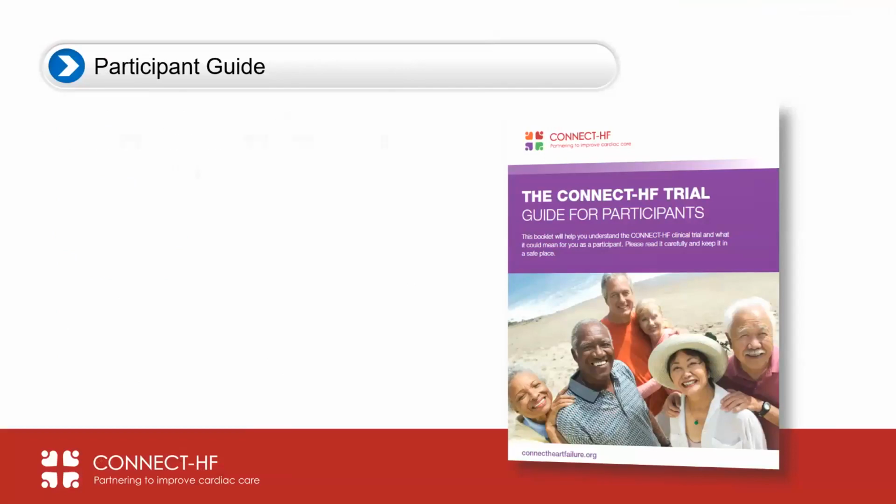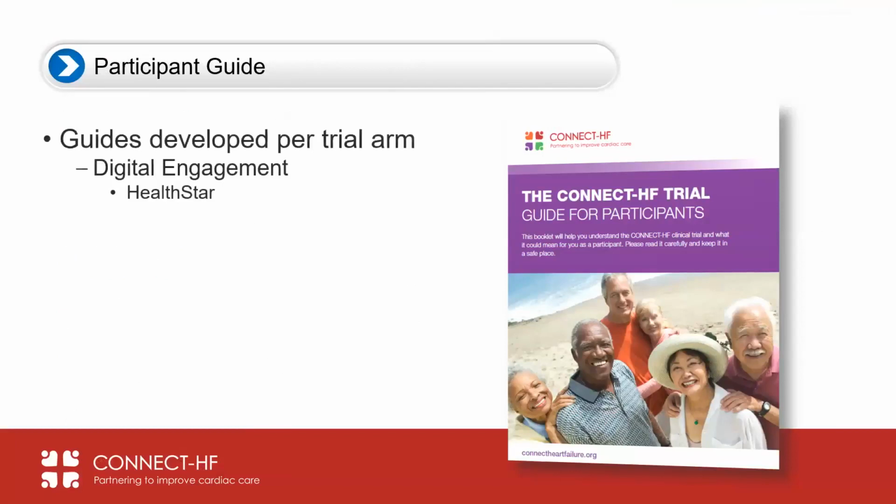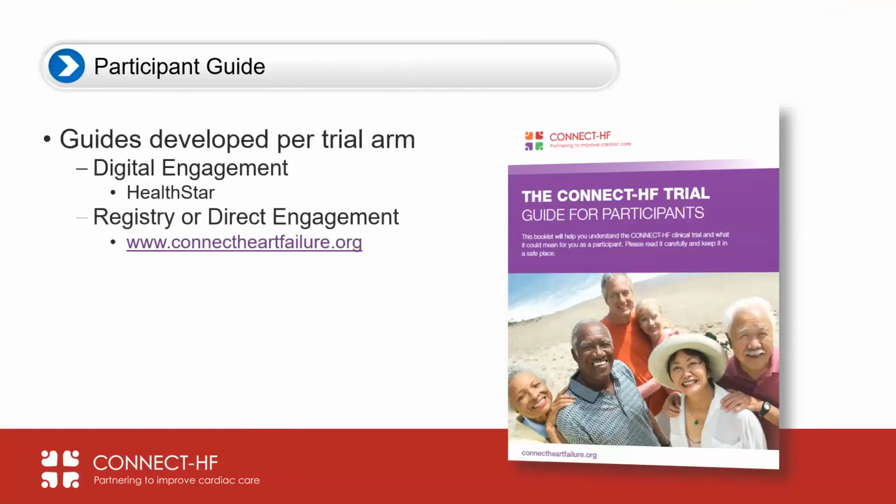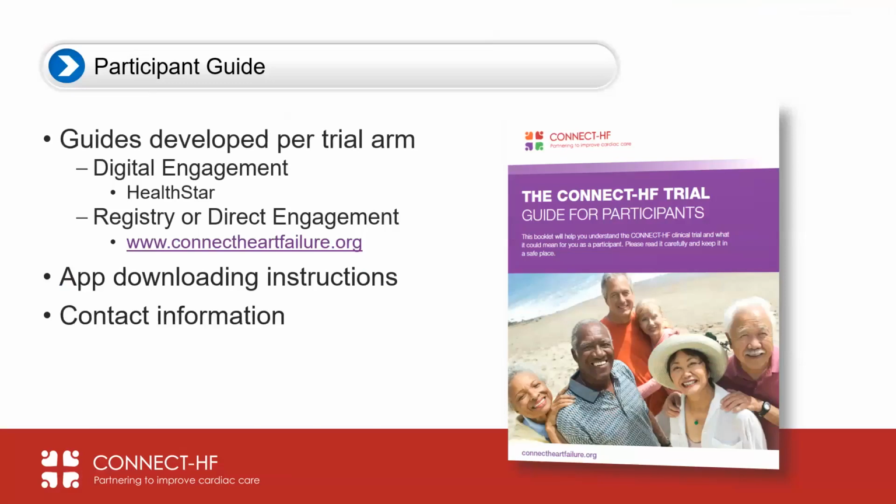The participant guides are developed per trial arm, the digital specific one for HealthStar, as well as a registry and direct arm. Within the guide are very important sections to review with the patient, specifically how to download the app. Use the instructions page to walk the patient through the downloading of the app. There will be a separate module to review with downloading instructions for the digital app. The guide also includes contact information for tech support and the DCRI call center. This guide will be a resource to the patient after enrollment.